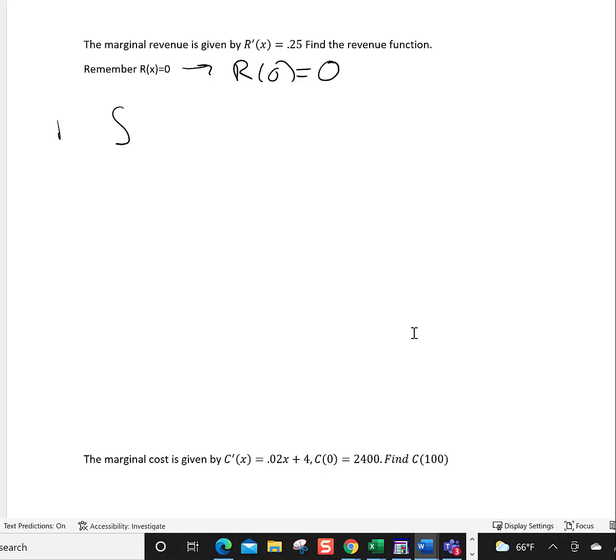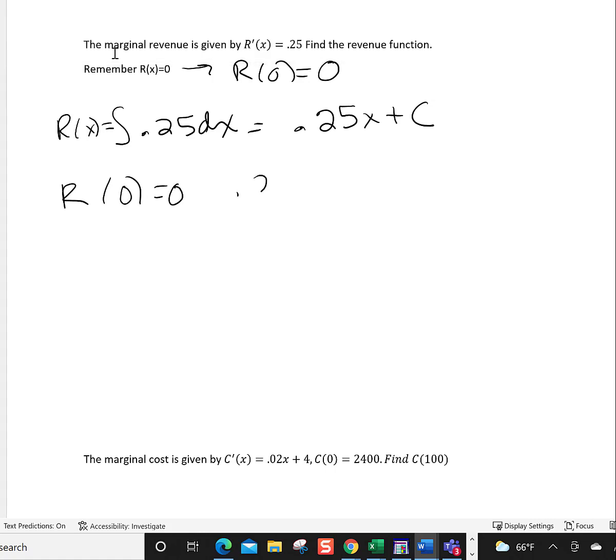So we're going to integrate. To get r of x, I have the integral of 0.25 dx. Well, that's going to become 0.25x plus c. We know r of 0 is going to be 0. So 0.25 times 0 plus c equals 0. That says c is 0. So our revenue function is just 0.25x.